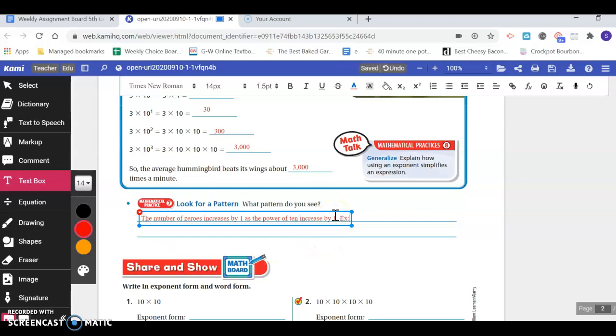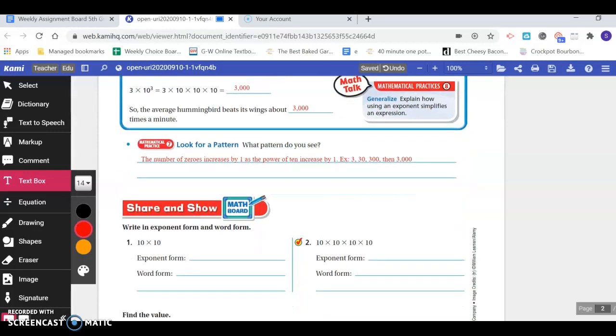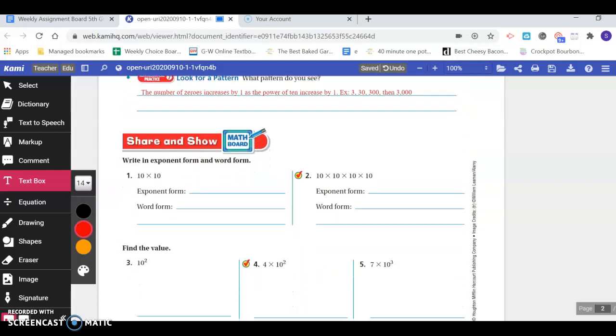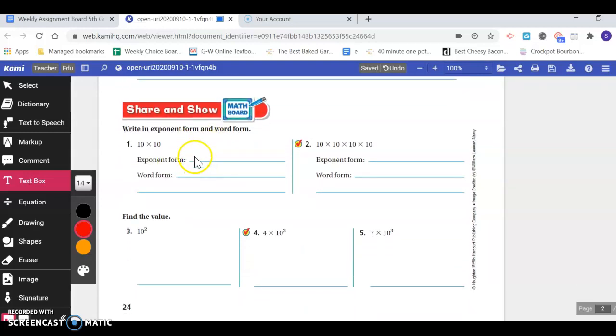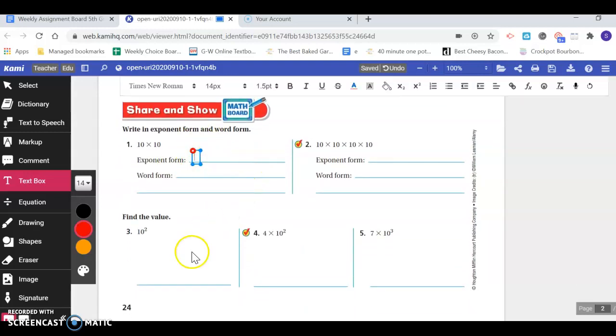Okay, my example, 3, 30, 300, 3,000. See how the zeros in my examples keep increasing, increasing, increasing. And I don't think I can write exponents in my thing here. Okay, maybe. Okay, so now we're going to go ahead and go on. Okay, to the share and show.